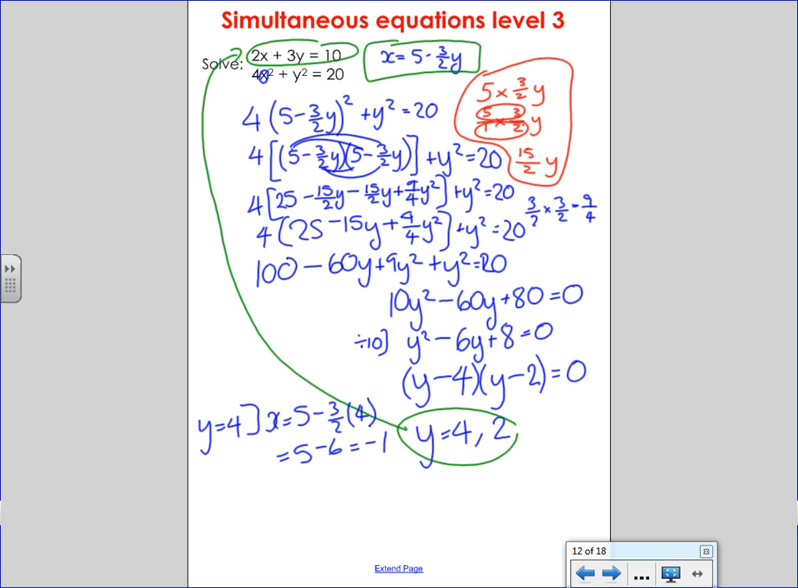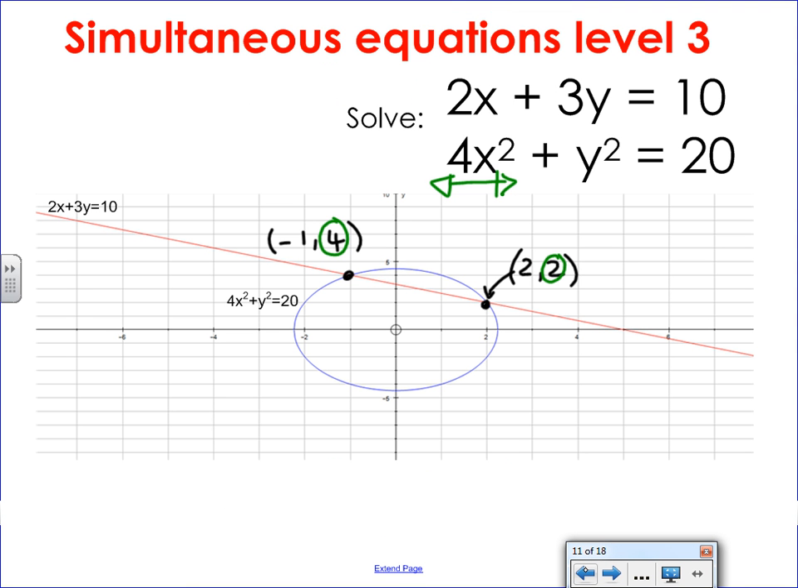So that coordinate then, minus 1, 4. I like writing them then, because otherwise I forget which one is what. And then y equals 2. X is 5 minus 3 over 2 lots of 2, which is 5 minus 3, because they cancel each other, which is 2. So 2, 2. Which is what we've got: minus 1, 4 and 2, 2. Brilliant. Perfect. So we found where the oval crosses the line.